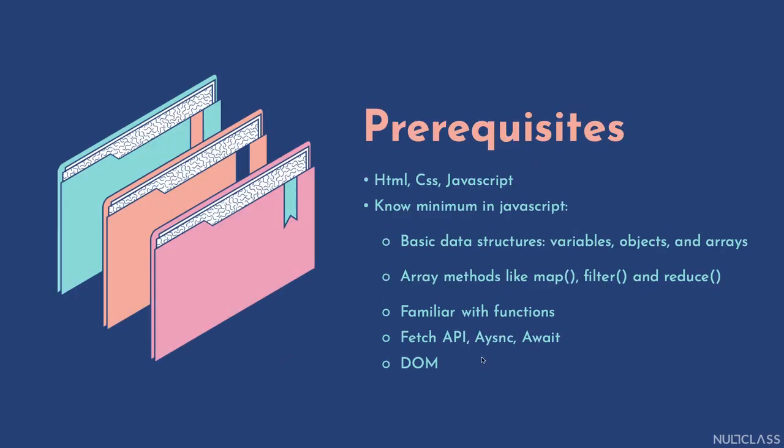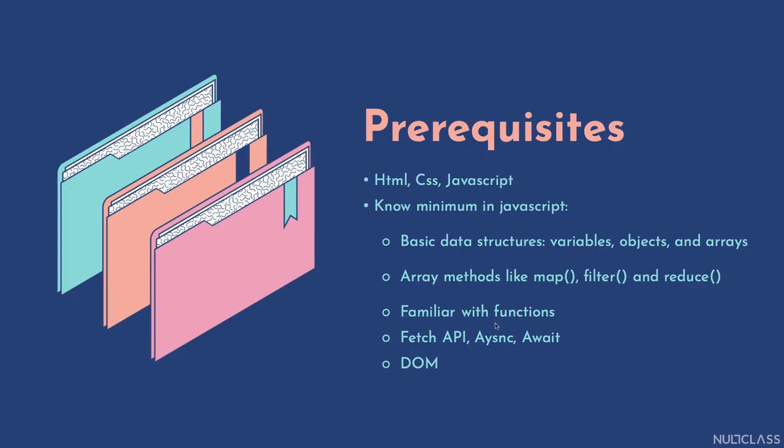So, what are the prerequisites to learn React? HTML, CSS, and JavaScript. That's what we have seen in the previous lectures, and you only need minimum knowledge of JavaScript to become a React developer. That's why I taught JavaScript in the last lecture. Basic data structures or data types like variables, objects, and arrays, we have seen in the earlier lectures, as well as array methods like map, filter, and reduce, which we will see in the upcoming lectures.